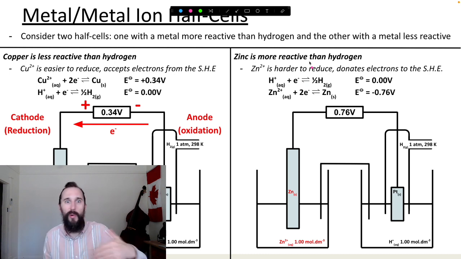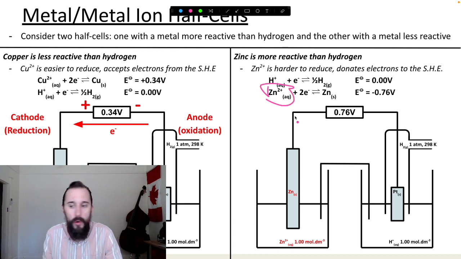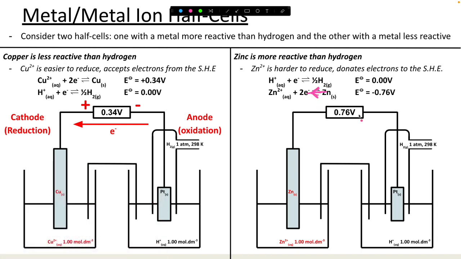That implies that zinc wants to react. It wants to lose those electrons. So the zinc is harder to reduce, which is the converse for all the inverse reasons that we discussed last time. So that means that the zinc wants to be in the ionic form. It's more reactive than hydrogen. So the zinc reacts by losing the electrons. So that one there is very much going to favor the oxidation reaction, whereas in this instance, with the hydrogen being less reactive, that very much wants to do the reduction reaction.